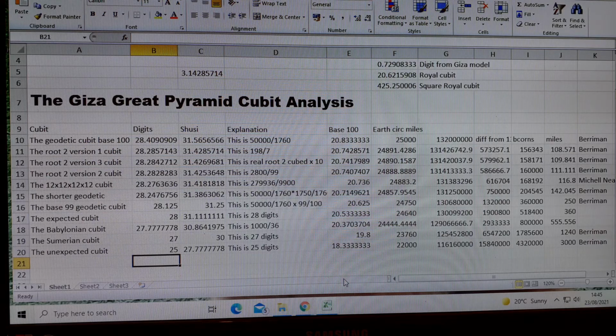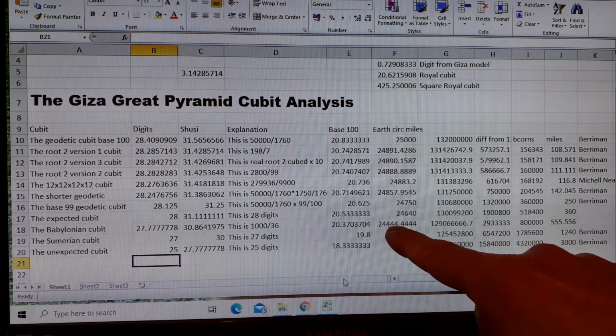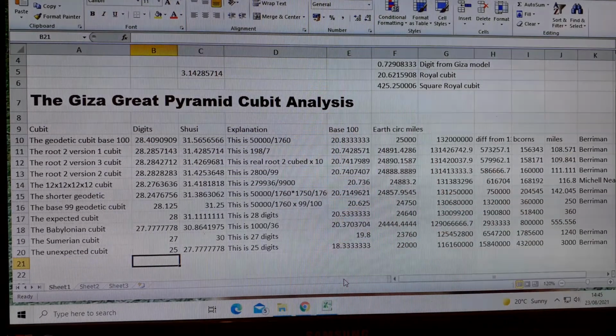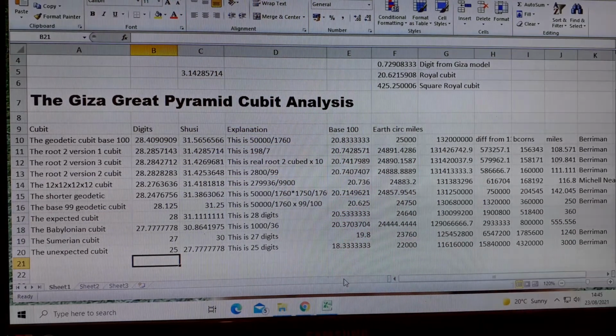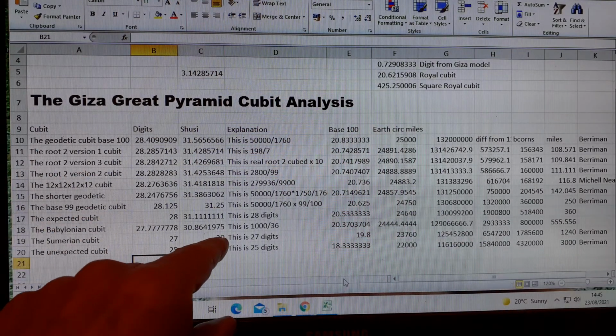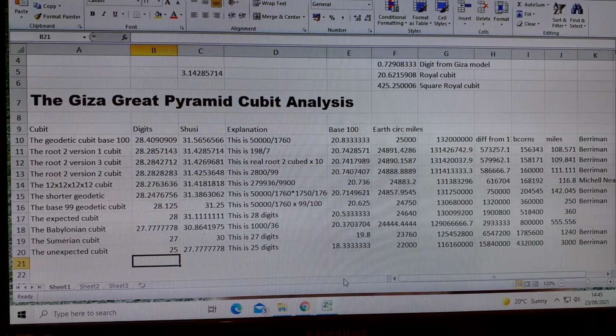So, we're looking at 24,444.444 miles, and we're 555.555 off. Absolutely deliberate again. The Sumerian cubit, 19.8. It's 27 digits, 30 Shusi. Exactly what Jim's telling us. He's got it spot on. No mistakes. And this is verification of what Jim's telling us.